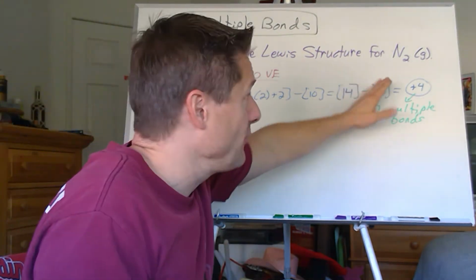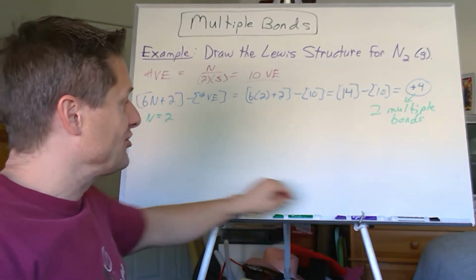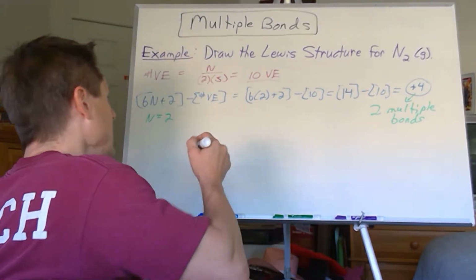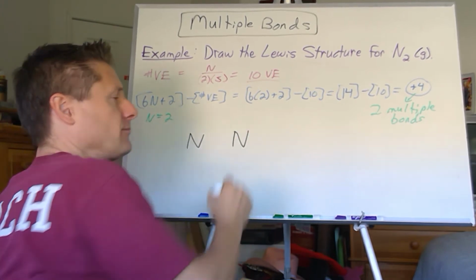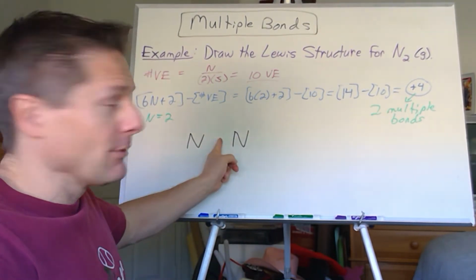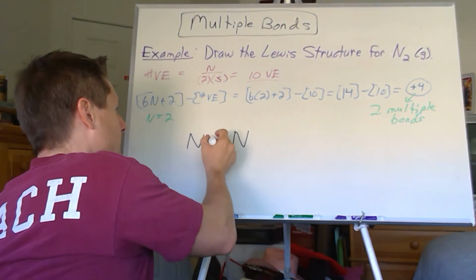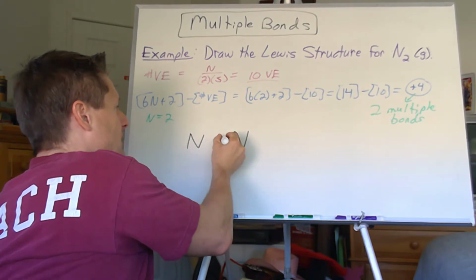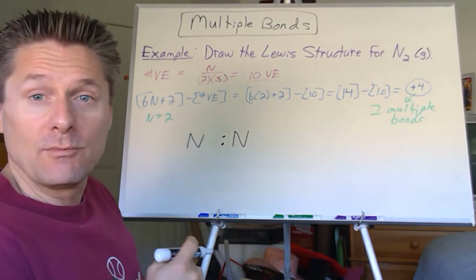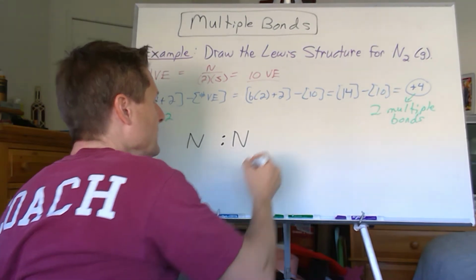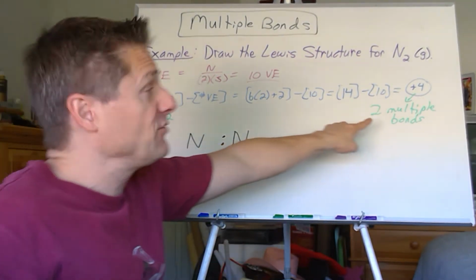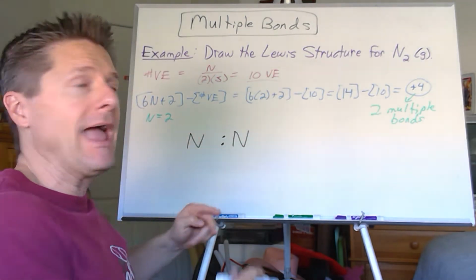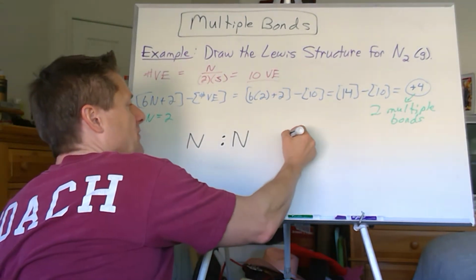So obviously we have no central atoms. We just have 2 nitrogens connected to each other. That's pretty easy. So let's draw the skeleton. We got a nitrogen and a nitrogen. Obviously we have to have at least a single bond here. Now if you want to do the dots, you're welcome to, or you can do the lines. So we'll do dots first. There's the single bond, but we have 2 multiple bonds, which means we need 2 extra here. I'll do them side by side.